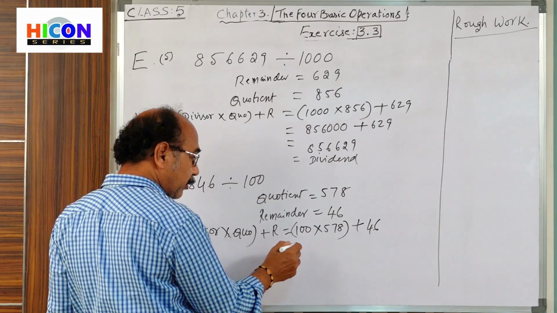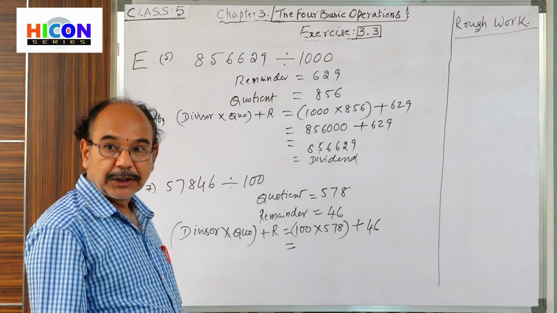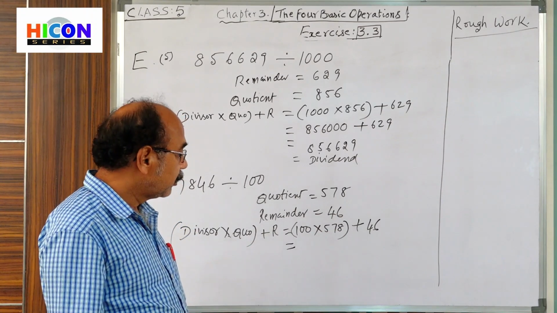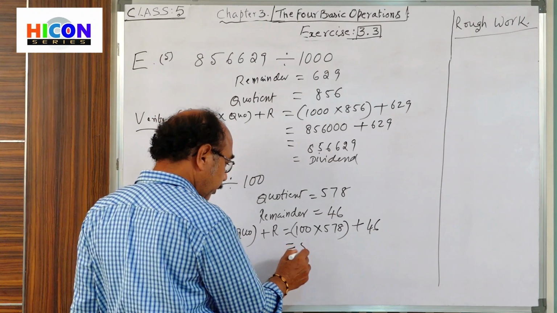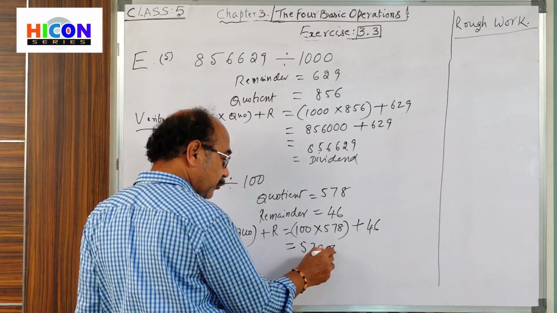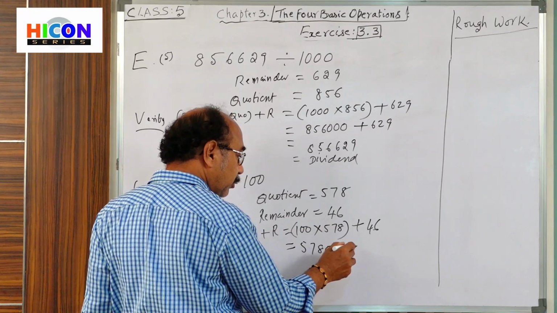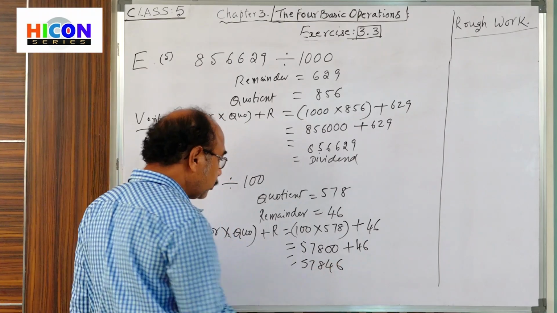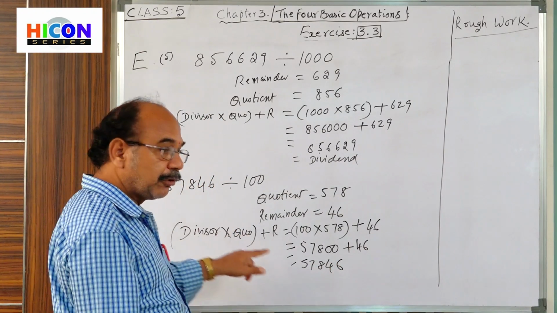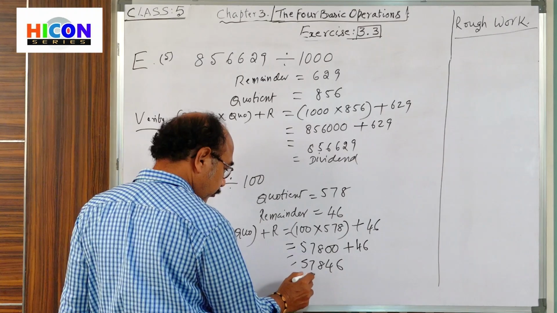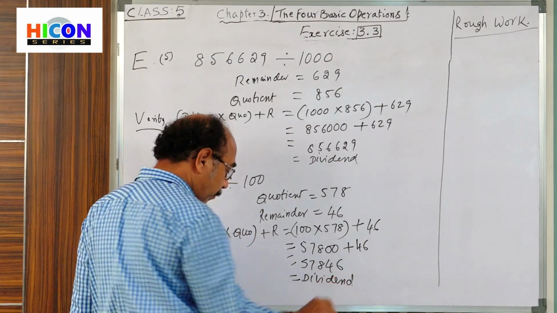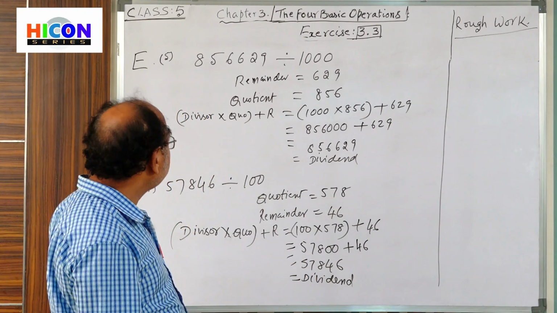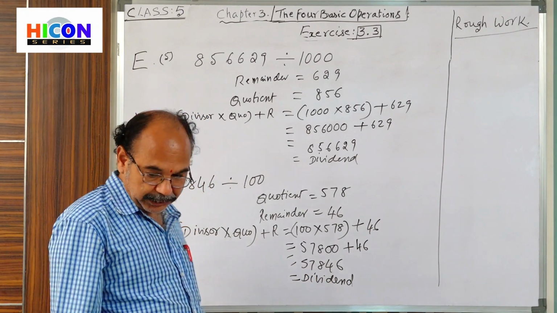Okay, children, now multiply. Multiplying with 100 is easy, no children? Simply we keep 2 zeros after this number. 578, here keep 2 zeros. Plus now the remainder 46. That is equal to 5, 7, 8, 4, 6. You got the dividend. So divisor into quotient plus remainder is equal to dividend. Like this, we check the division work.